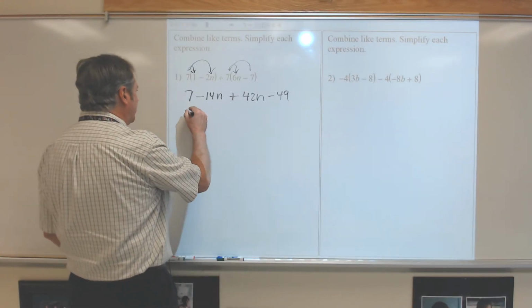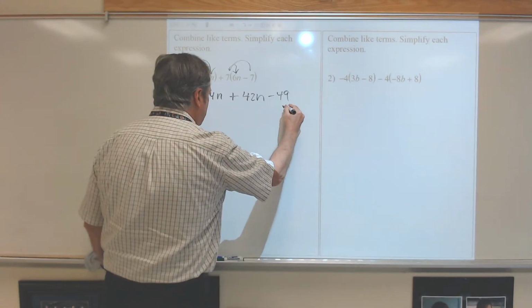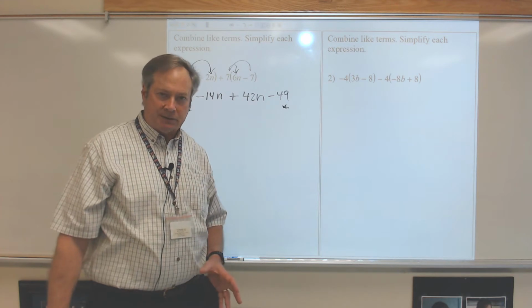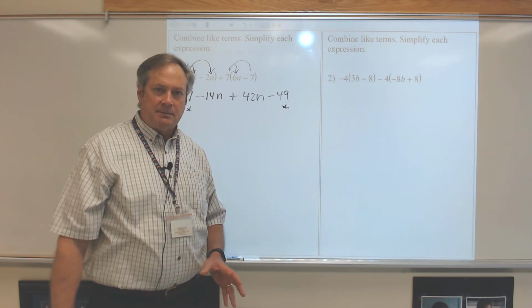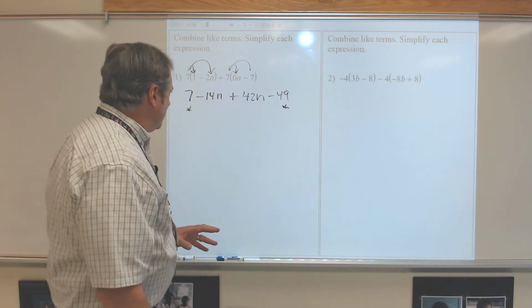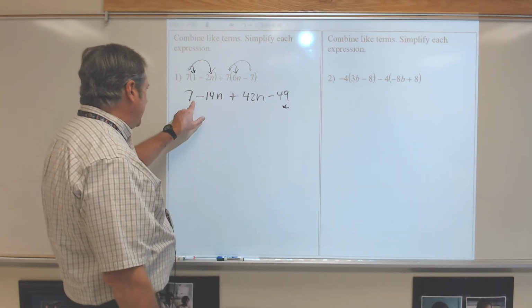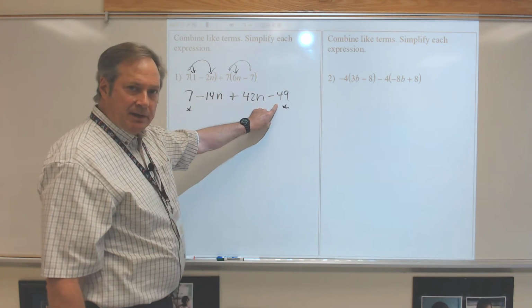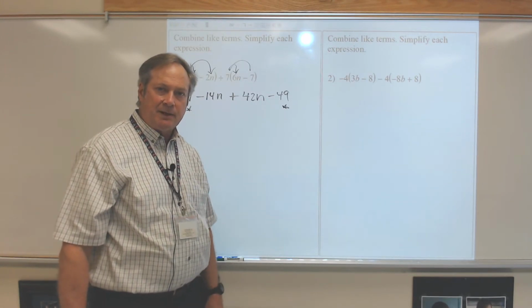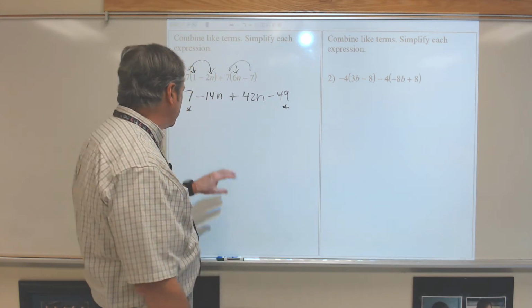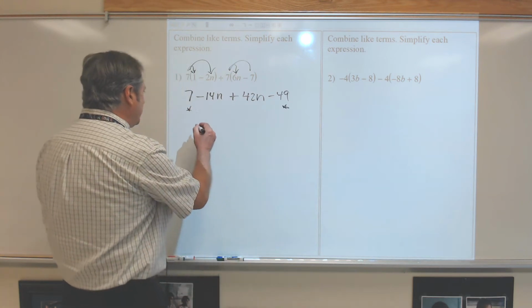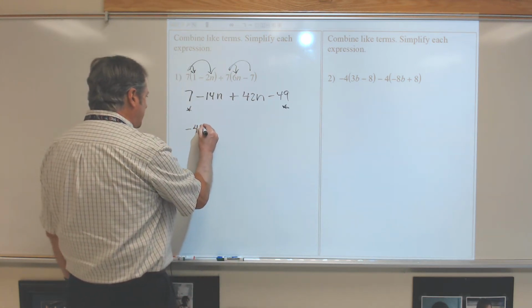Now, first of all, I'm going to just put a star under here. Numbers that are all alone by themselves are called constants, and they are always like. So I'm going to put together a 7 with a negative 49. You can think of it as 7 plus a negative 49. That's probably a good way to think of it, but you're combining a positive 7 with a negative 49, and when you do, you wind up with a negative 42.